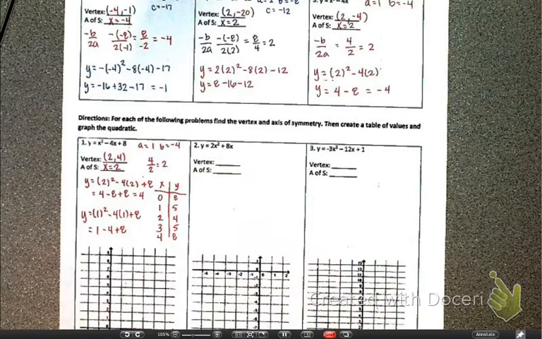So you literally create your table of values the exact same way. And guess what? You plot the points the same way too.